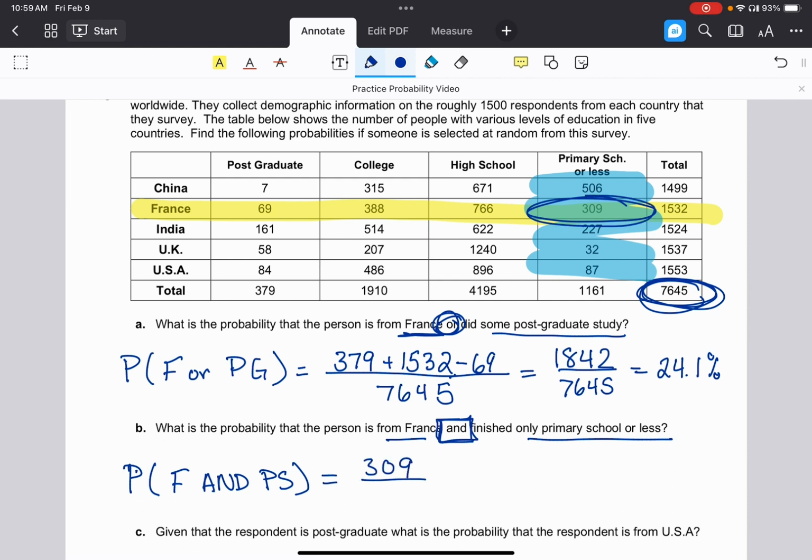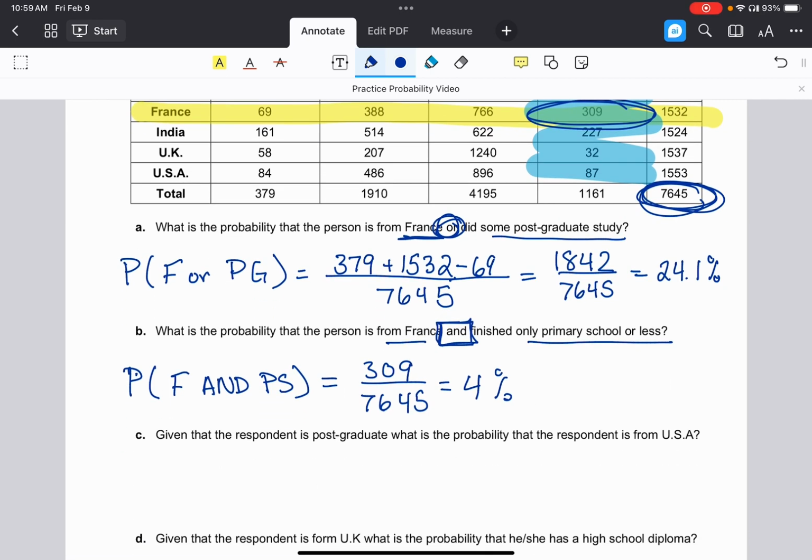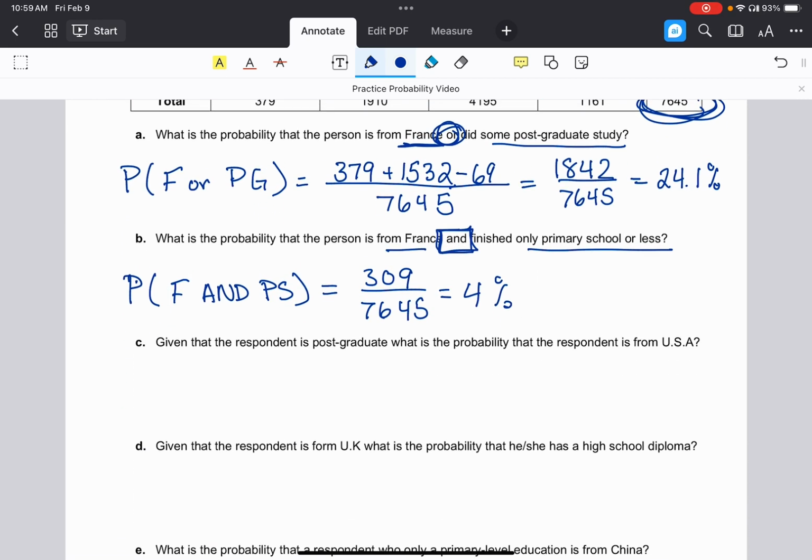So 309 out of the 7,645 students, or not students, respondents, gets us only 4% of the people on the table. There's a 4% chance of finding someone in that particular group of people. All right. Oh, notice, ding, ding, ding, keyword given.